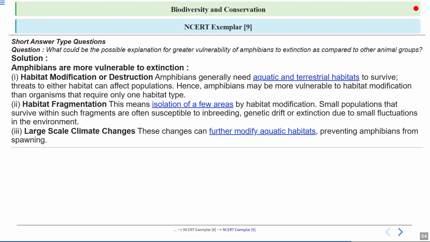A third one is large scale climate changes. This can alter the environment of water bodies, making it harder for amphibians like frogs to lay their eggs. Amphibians need specific conditions in water to reproduce, and if climate changes too much, like making water too warm or dry, it can stop them from spawning, which affects their ability to survive and multiply.